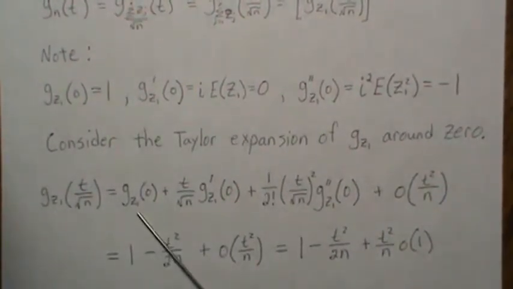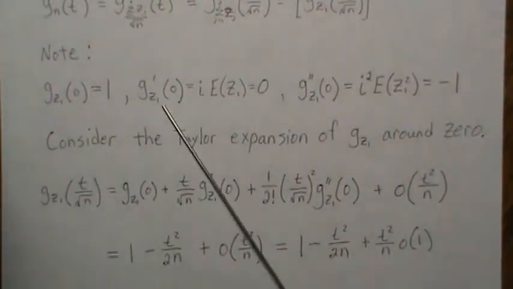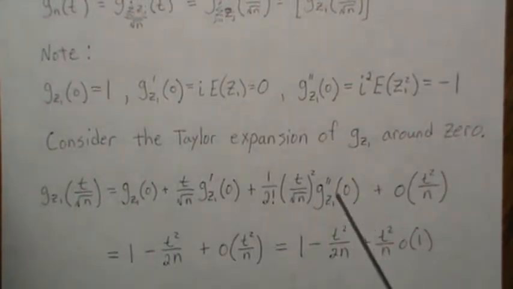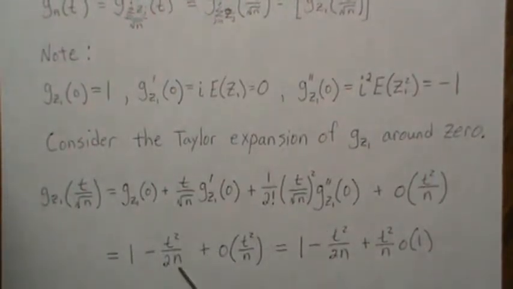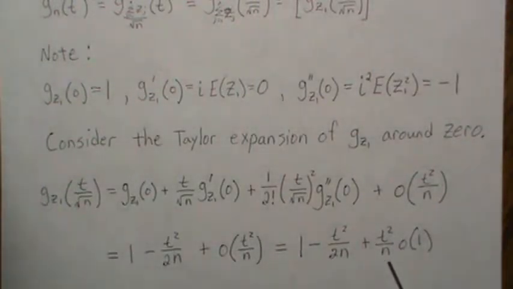Now here we have 1. This piece, because it's g, it's 0, so that goes away. And this was minus 1, so we put in minus 1 times t squared divided by 2n, and then we get this little o notation here. This little o notation can be rewritten as t squared over n times little o of 1. It says this goes to 0 at an order of 1 over n, so it just goes away.